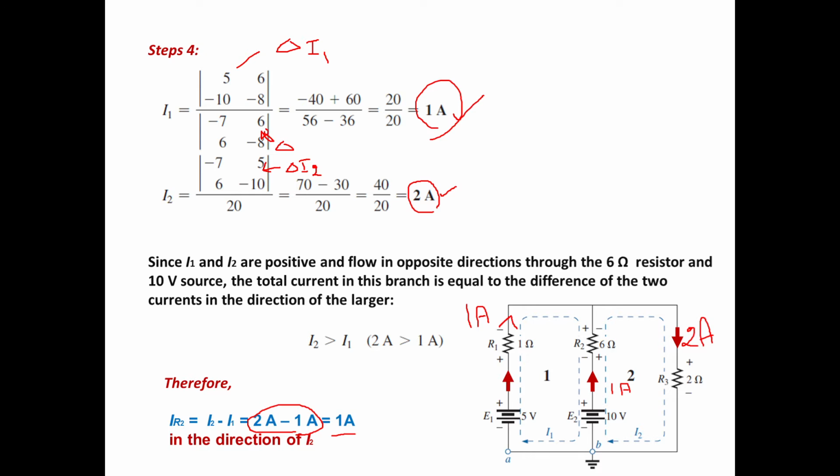So what is the current in the first branch? 1 ampere. So this is the current in the first branch. What is the current in the second branch? It is 1 ampere. So it is moving up. What is the current in the third branch? It is moving down. So this is how you solve the problem.